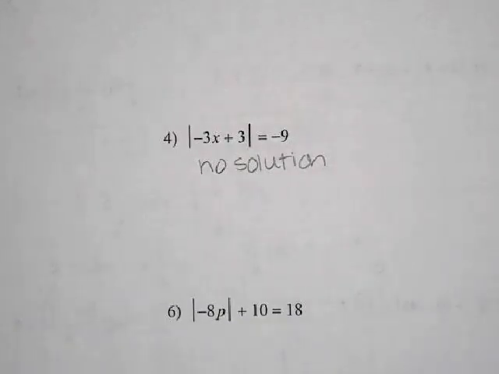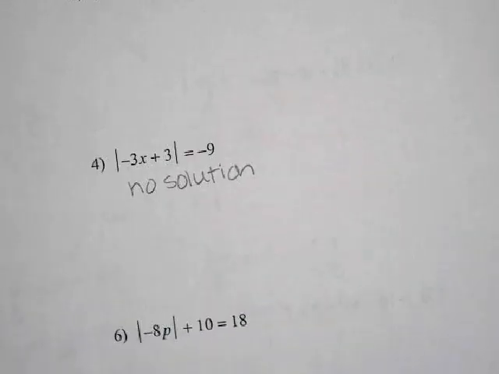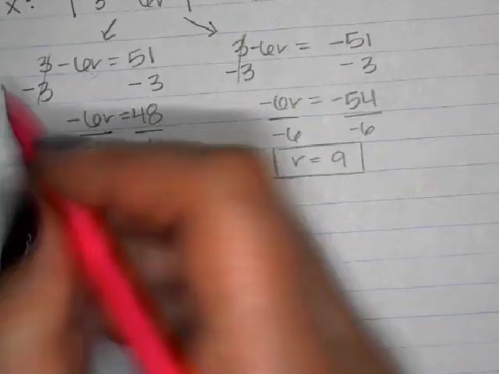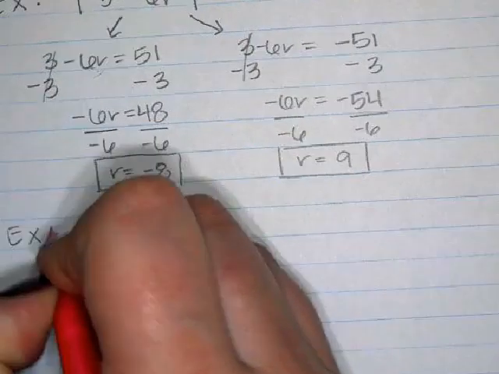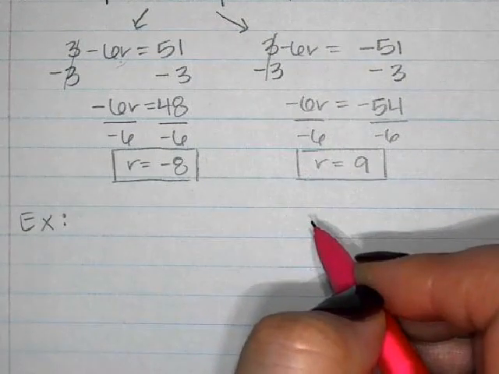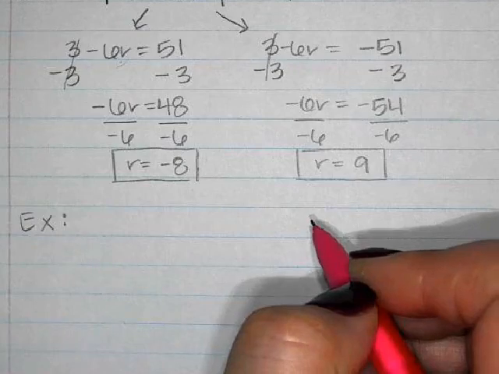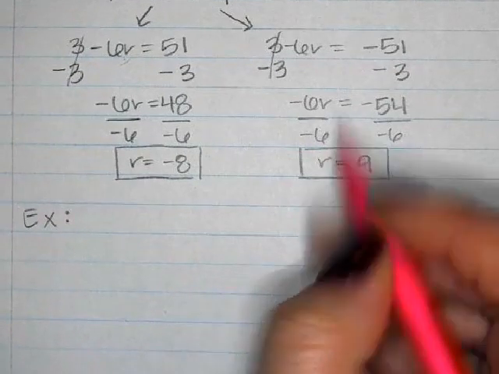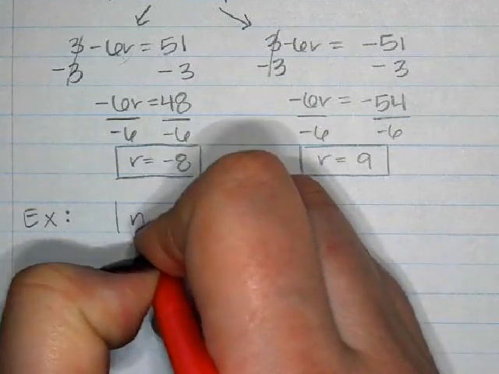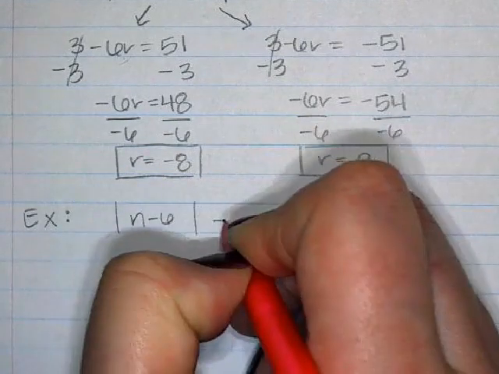Make sure that we understand some of the other ones that have some more steps. All right, here's another kind. So let's do the absolute value of n minus 6, minus 8, equals negative 4. So this one adds a little bit.